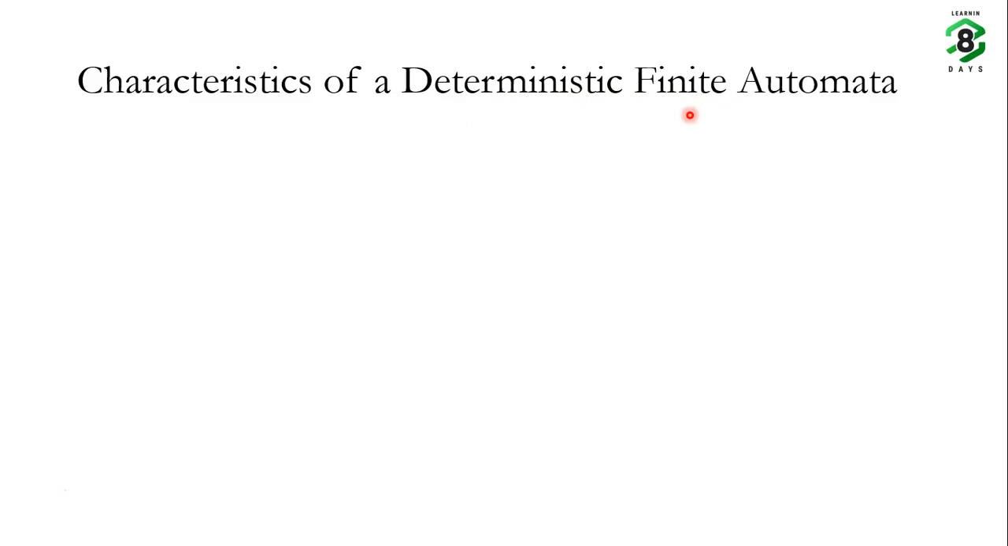We have already discussed that the concept of a state is a representation of a memory. Whenever we want the machine to remember something, we change the state of the machine. And the number of such states is finite in this kind of machine. That's why we call it a finite automata.